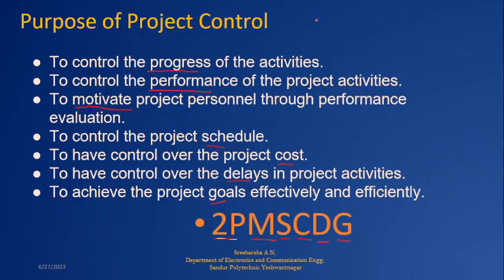The purpose of project control is, or you can also say, is to control. Then make a point. Progress of activities. So progress is not just one word. This is only the key to remember. Progress of what? Of activities. You should be able to write this. Then performance of what again? Project activities. Motivate whom? Project personnel. Control the project schedule. Control the project cost. So you should be able to make at least a small understandable sentence.